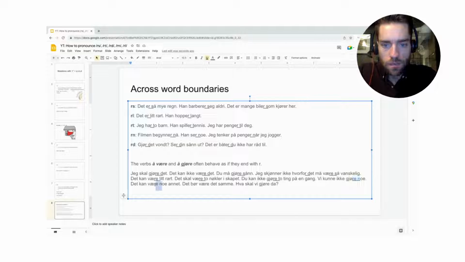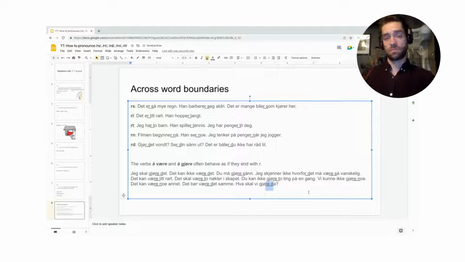Det kan være noe annet. Det bør være det samme. Hva skal vi gjøre da? Eller hva skal vi gjøre da? These verbs also behave as if they end with an R. So there you have it.